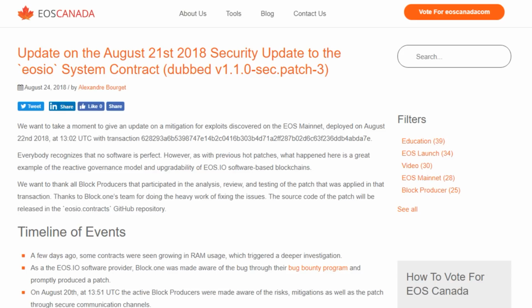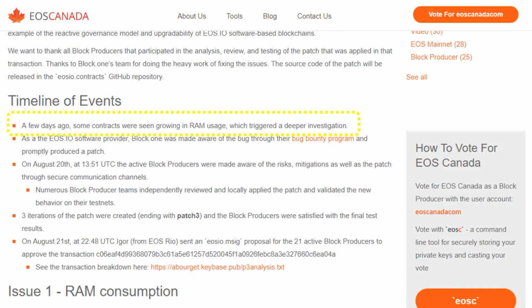So what happened? Well, somewhere around August 18th or 19th, a bad actor exploited a vulnerability in a system contract, which enabled this bad actor to fill people's RAM with random data, and then there was no way to free up this RAM. The victims were accounts that had interacted with these malicious contracts. No tokens were lost nor stolen, but still any dApp accounts that need RAM to operate were disrupted, and some went down temporarily while they found a workaround.